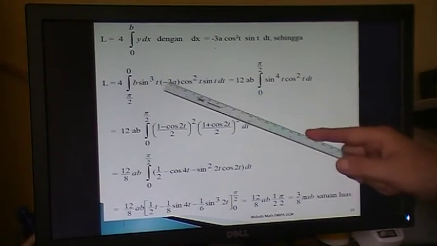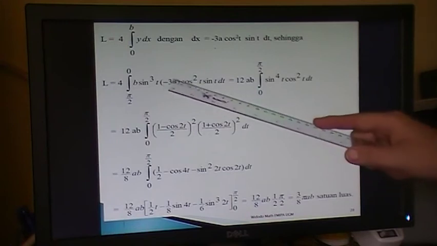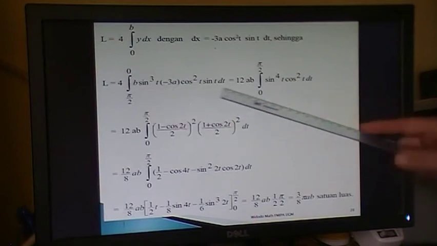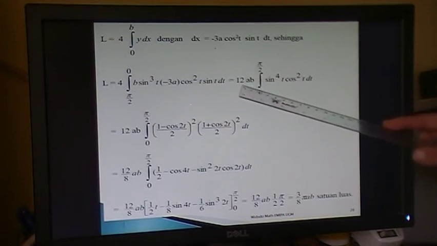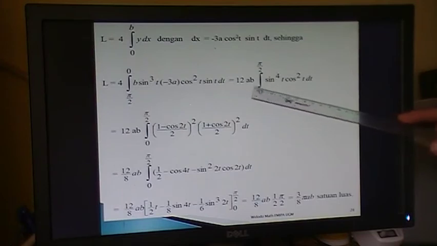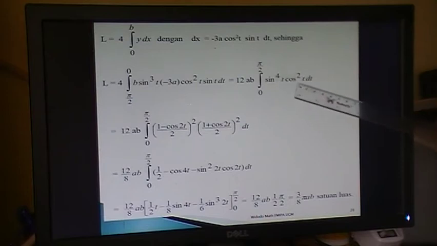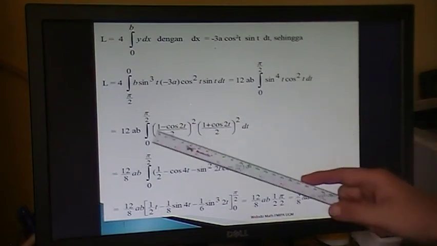And here, because this is the minus, we want to change it to the plus. If we want to change from the minus to the plus, we have to change the bounds of the integral, so the integral becomes 12 times a times b times the integral from 0 until pi divided by 2 of sin t power 4 cos t power 2. So this is by using the standard formula.